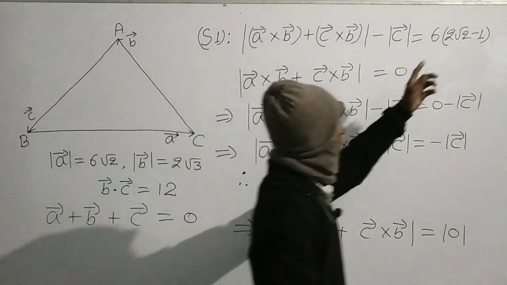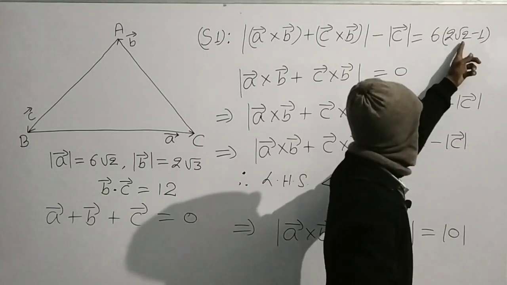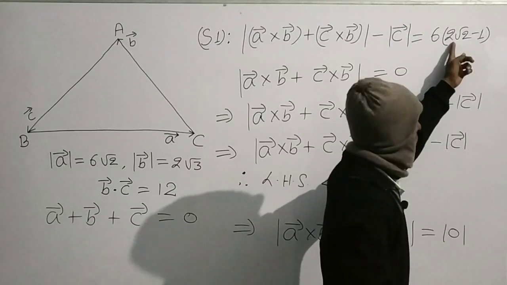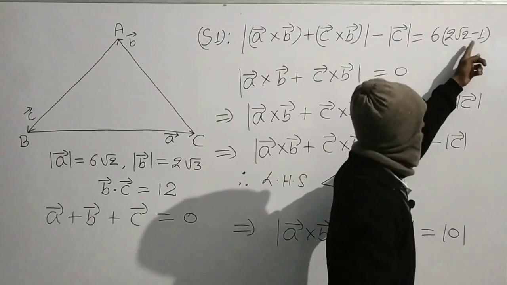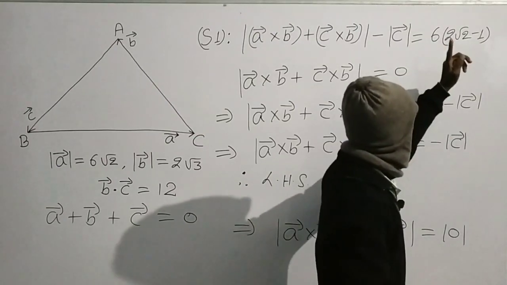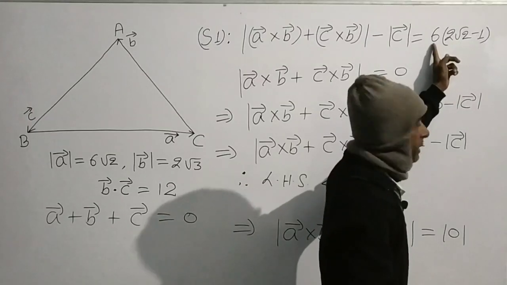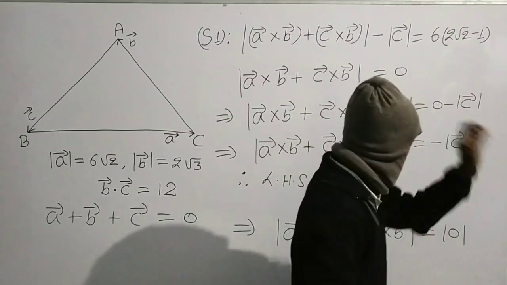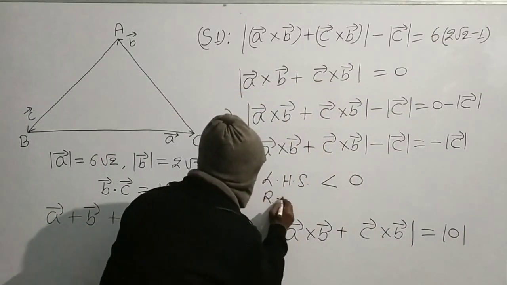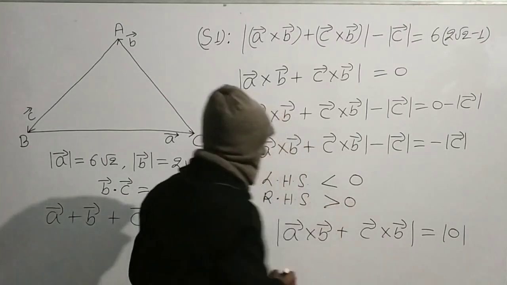But in the RHS, we see that 2 root 2 is a positive number greater than 1. Therefore 2 root 2 minus 1 will be some positive number, and when this positive number is multiplied by 6, it gives a positive number. That means RHS of the statement 1 is some positive number.